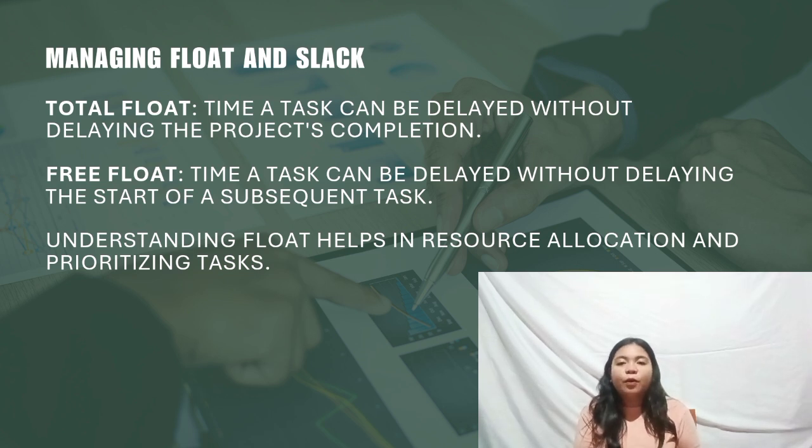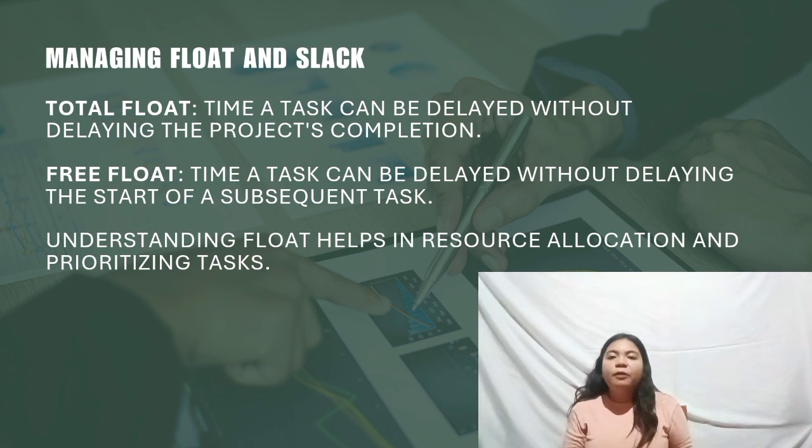So the free float refers to the amount of time a task can be delayed without delaying the start of the next dependent task. So this helps in optimizing task sequencing and coordination among teams. So here is an example of the total float and the free float.